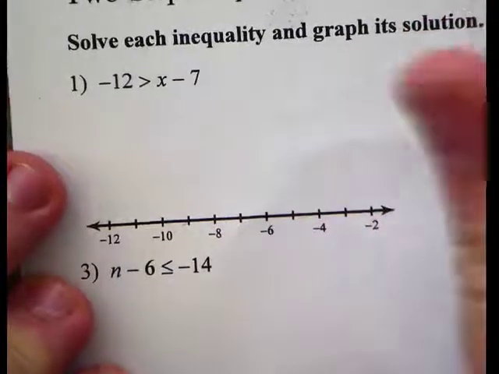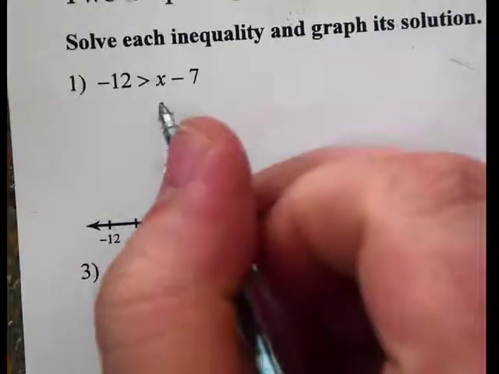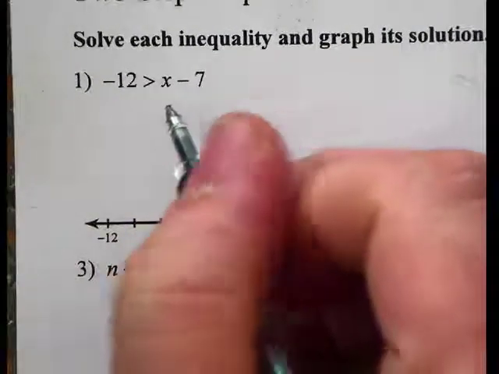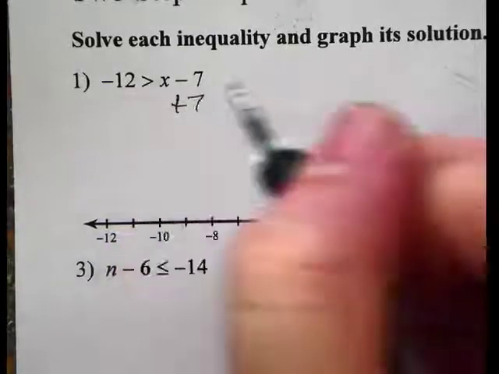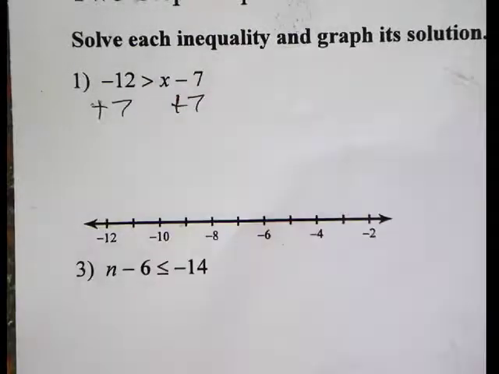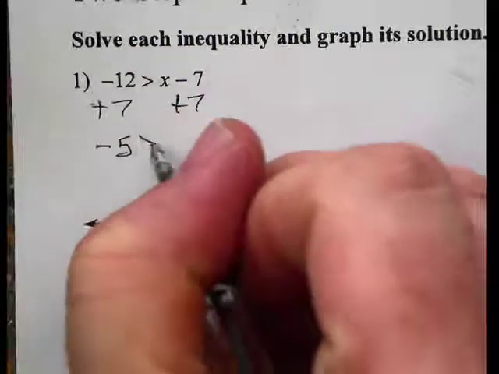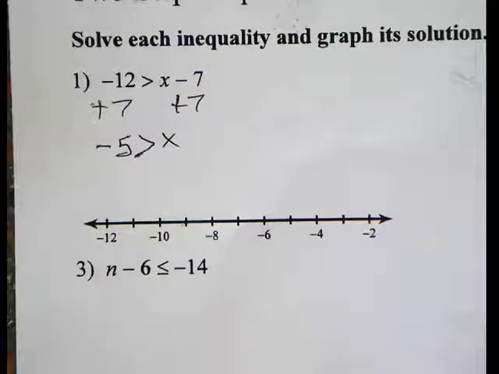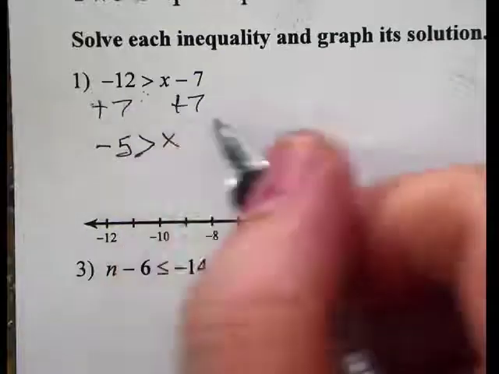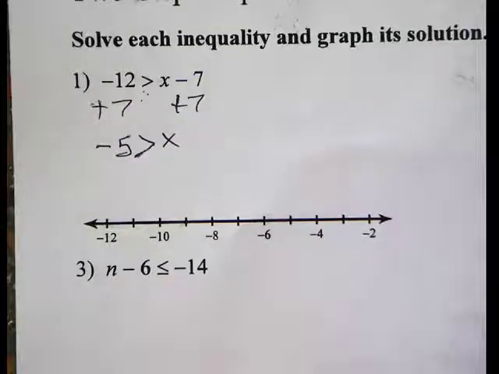Now down to the two-step inequalities, I got to get x by itself, and I have to have x on the left, but do that right at the end there. Here, I've got x minus 7, so I'm going to add 7. Add 7. -12 plus 7 is -5 is greater than x. And I don't need to flip the sign because I just added. You only flip the sign when you have a multiply or divide by a negative number.